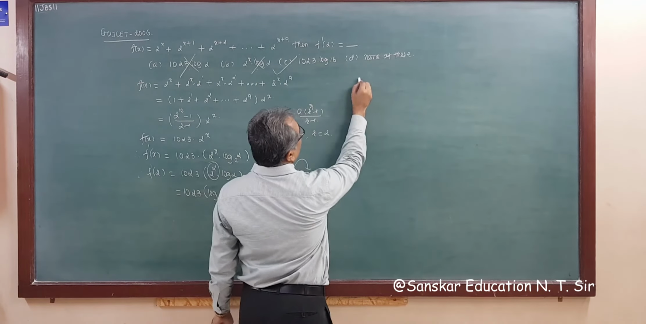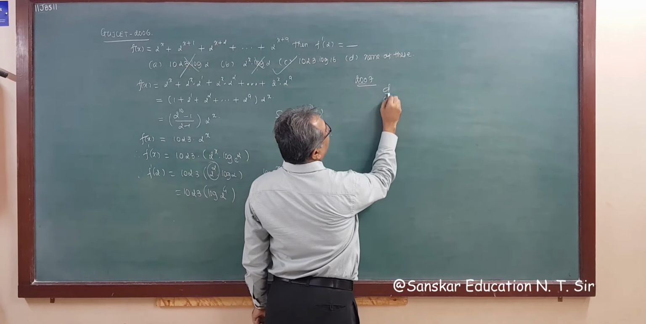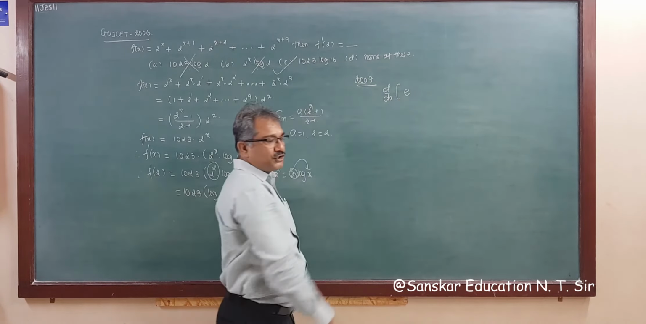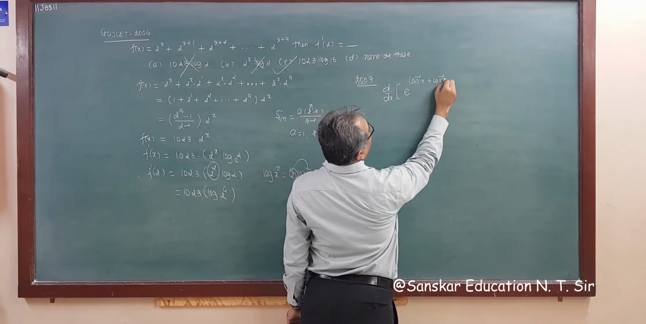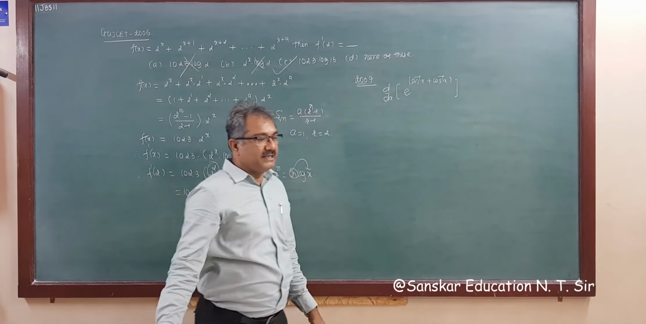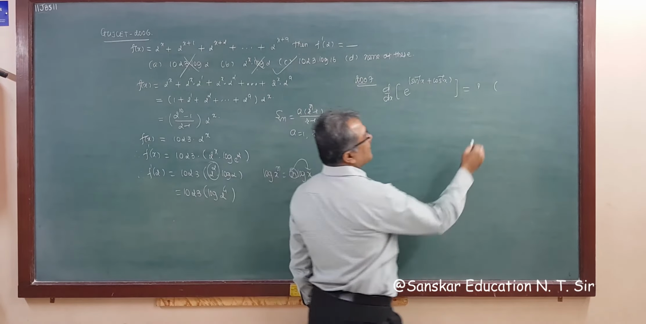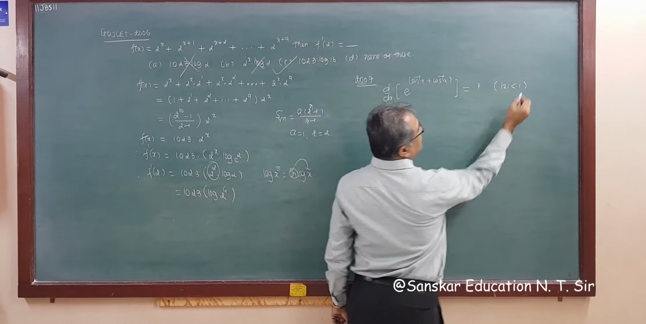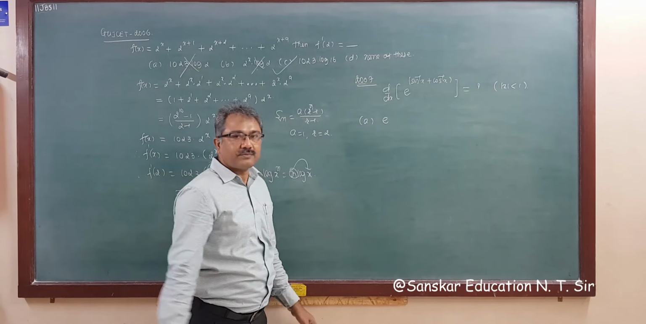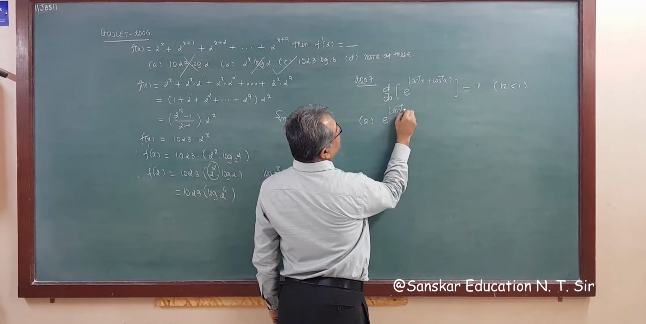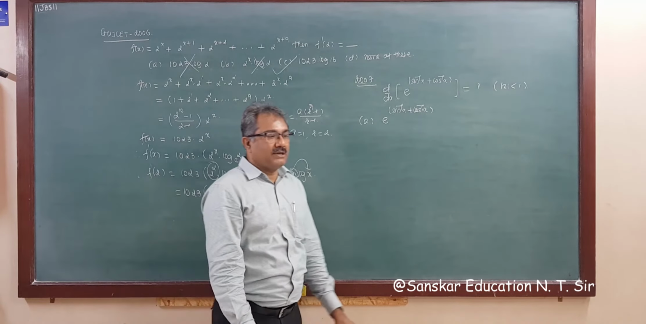Then from the 2007 exam, the question is d/dx of e raised to sin inverse x plus cos inverse x, right, is equal to question mark, where the condition is given: mod x is less than 1. The options are: first option is e raised to sin inverse x plus cos inverse x.